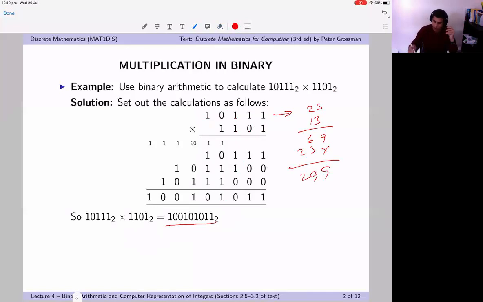Now, all right, so this number has to be 299. In order to verify that, we can convert 299 into binary, the same way as we have done.